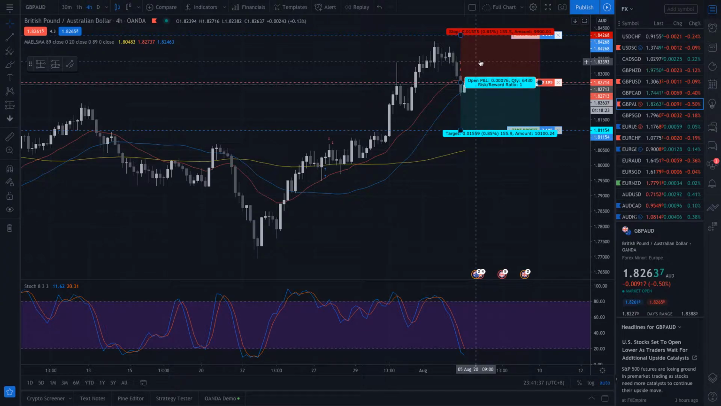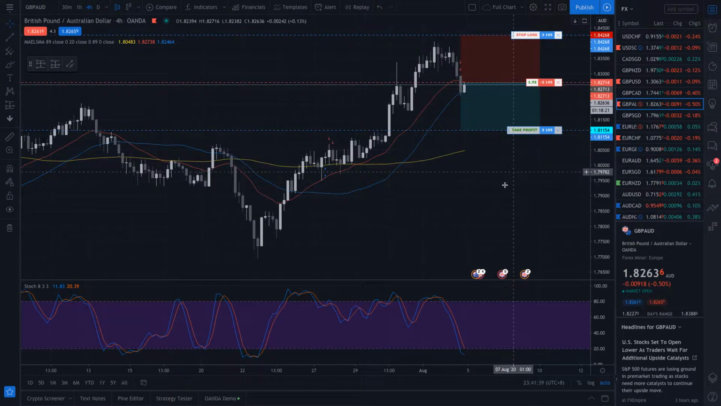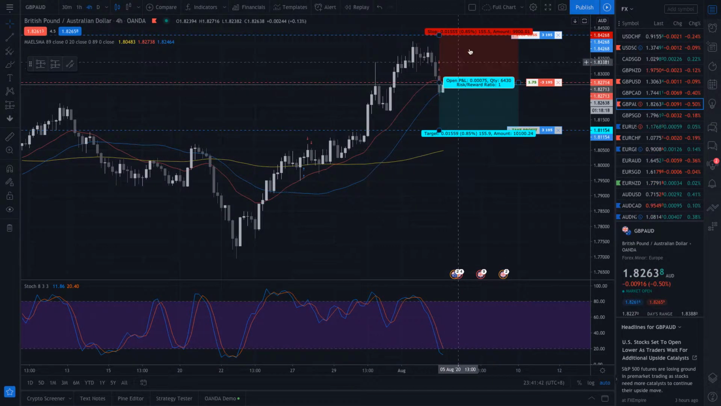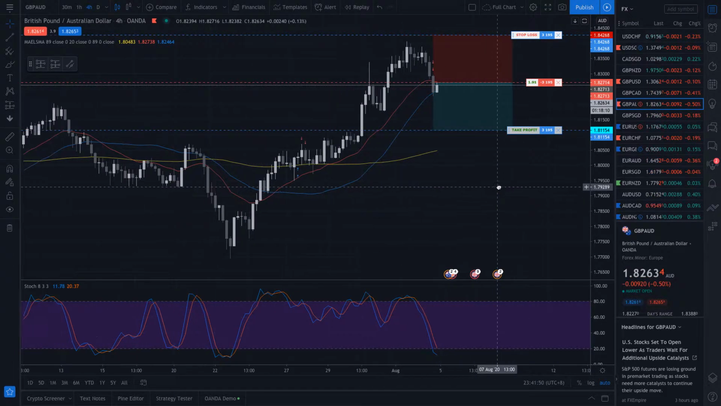If it does, I'll be out before it even hits my stop loss anyway. It might do a double top. That's my prediction. It could do a double top, and then it could either break out or break down.